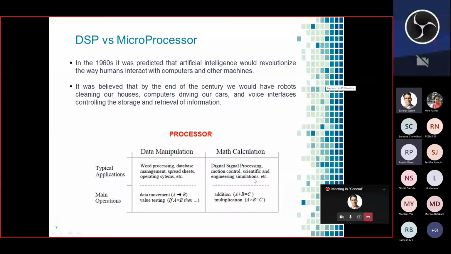Some motion control and scientific engineering simulations, etc., will be done using these mathematical calculations, like additions, subtractions, multiplications, divisions, etc. Whereas in data manipulation, the main operations will be like moving the data from one place to another place, or copying data from one part to the other part. So these are the main operations in data manipulation.